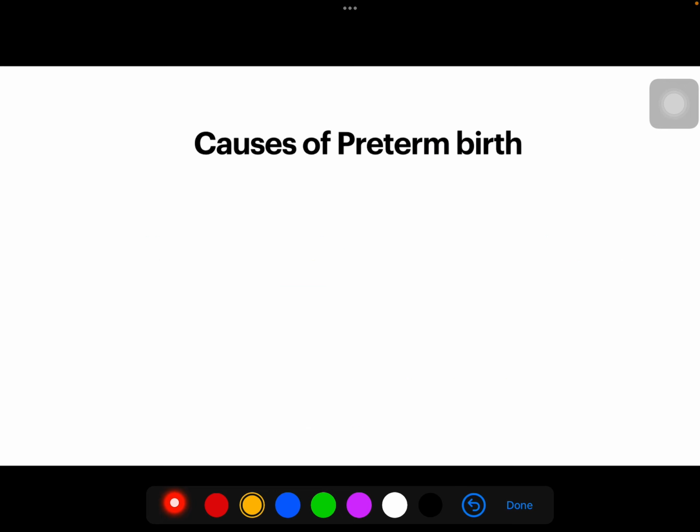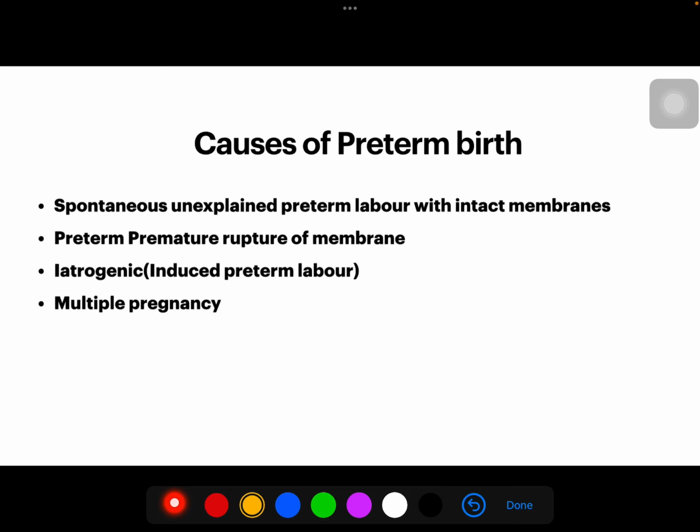So what are the causes of preterm labor? Spontaneous unexplained preterm labor with intact membranes, preterm premature rupture of the membranes, iatrogenic causes like induced preterm labor, and multiple pregnancy. These are the main causes of preterm birth.